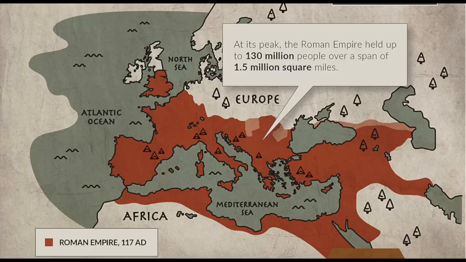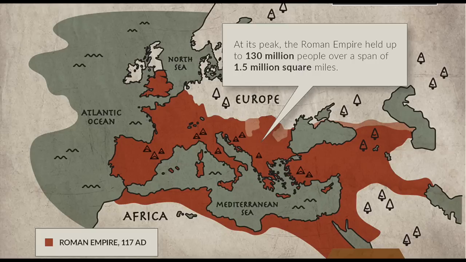Currency and the collapse of the Roman Empire. Roman currency debasement plotted versus the cause of death for Roman emperors. Now, the Roman Empire at its peak held up to 130 million people over a span of 1.5 million square miles. In red, you can see the Roman Empire at around 117 AD.